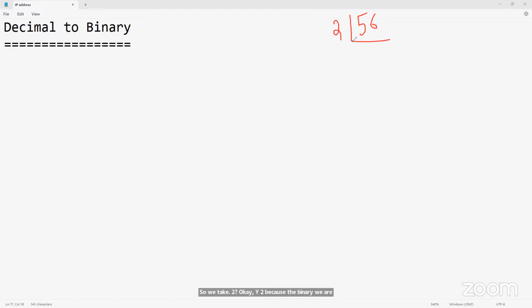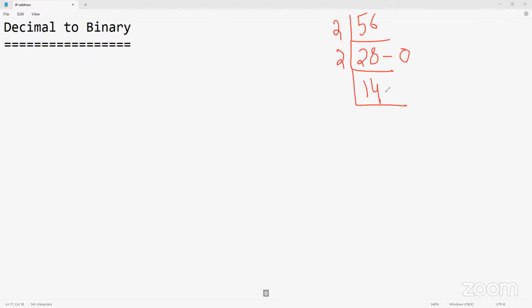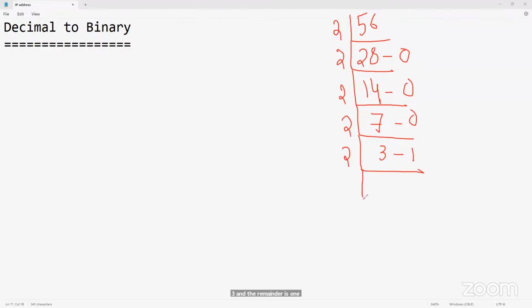What is 56 divided by 2? 28. Quotient is 28. What is the remainder? 0. And when 28 is divided by 2? 14. And the remainder is 0. When 14 is divided by 2? 7. And the remainder is 0. And when 7 is divided by 2? 3. And the remainder is 1. And when 3 is divided by 2? 1, and the remainder is 1. Okay, so when you reach 1, stop.